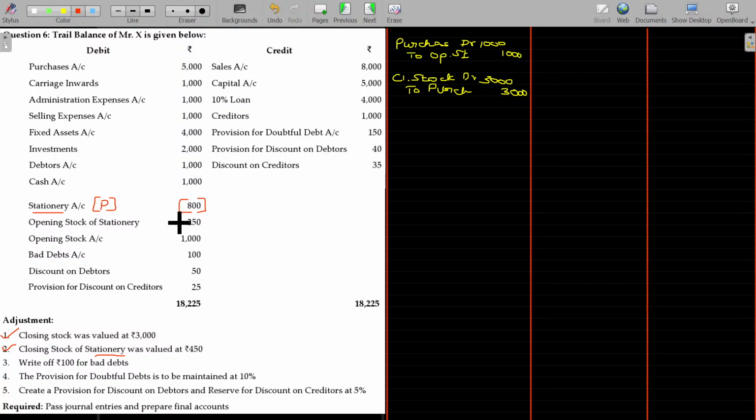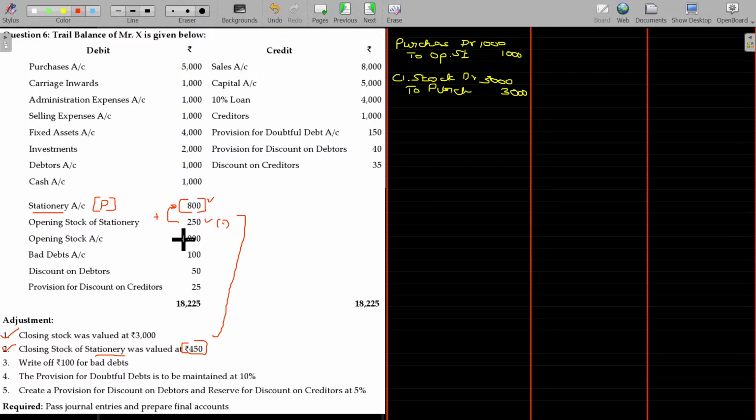The opening stock should also be added to this, right? In the year beginning, we have 250 rupees opening stock. Then we purchased another 800 rupees worth of goods in that year. So 800 plus 250, we have 1050 rupees worth of goods. In the year, we came to know that 450 rupees worth of goods are still pending. What does it mean? You have to subtract that. That's not an expense, right?